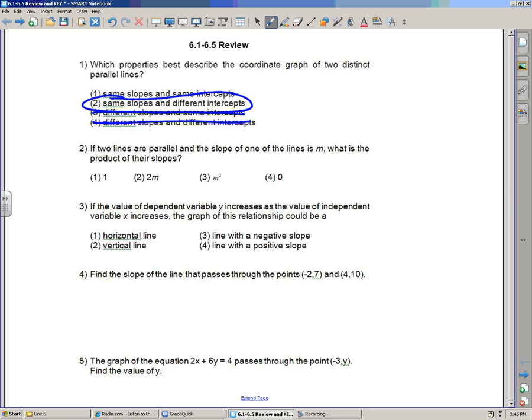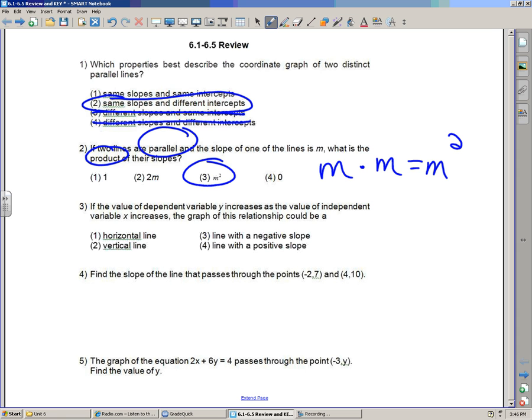If two lines are parallel and the slope of one of the lines is m, what's the product of their slopes? Well, product means to multiply. So if lines are parallel, they've got the same slopes. If one slope is m and the other slope is m, then m times m is m squared. Choice 3.